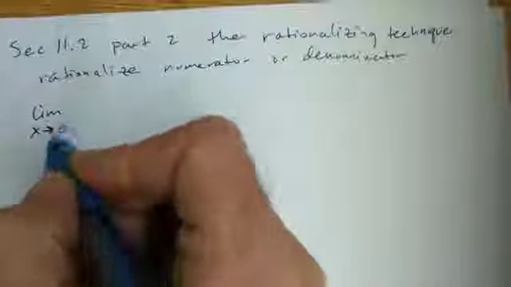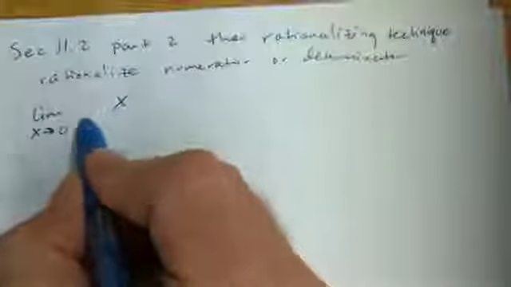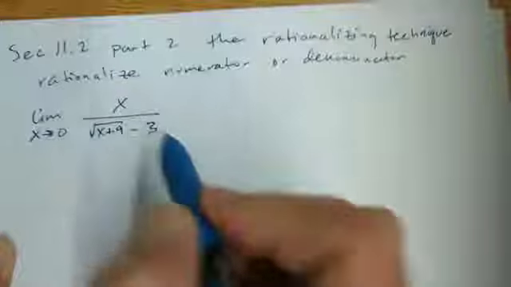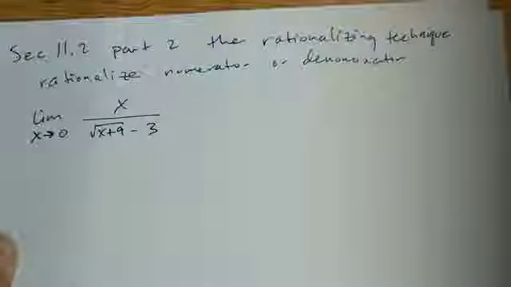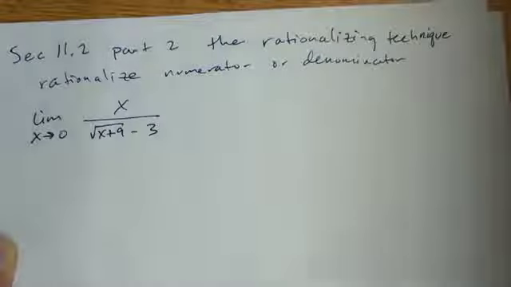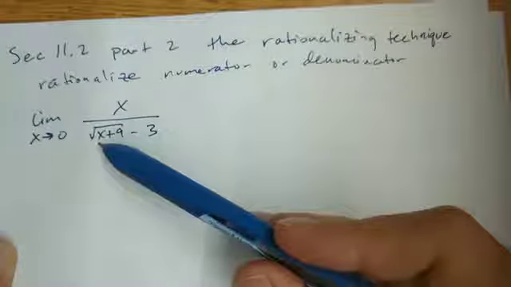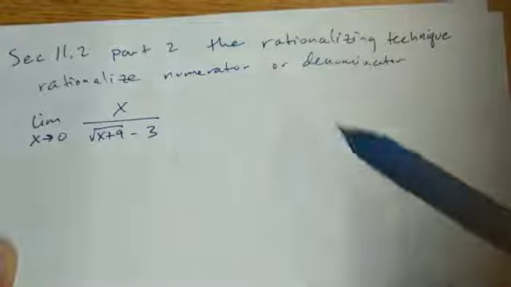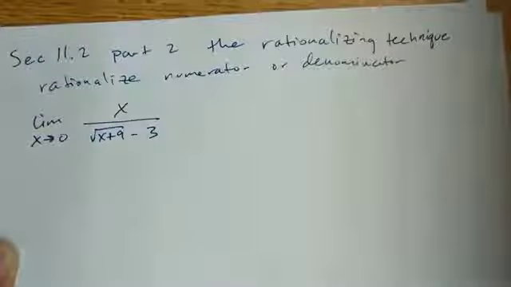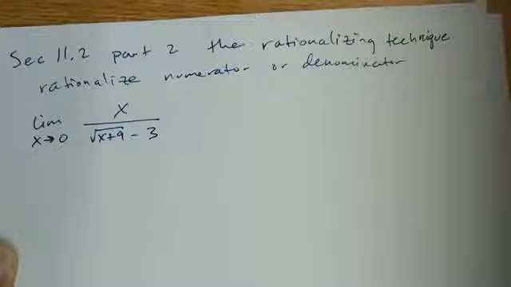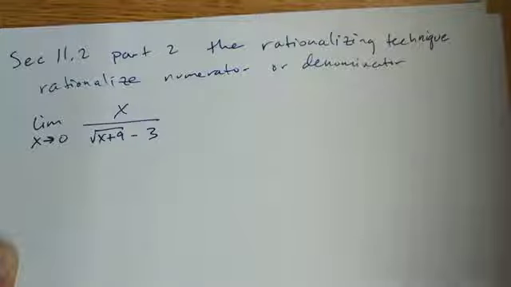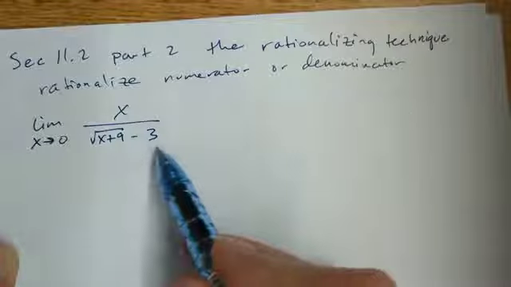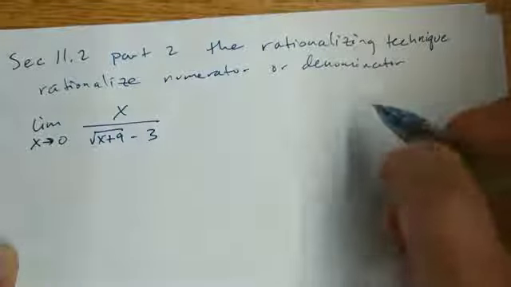The limit as x approaches 0 of x divided by the square root of x plus 9 minus 3. And we notice that direct substitution causes us to get 0 divided by 0 plus the square root of 9. So that's the square root of 9, which is 3 minus 3. So direct substitution would get us 0 divided by 0. In this case, what we'll do is we're going to simplify our rational expression by multiplying the numerator and denominator by the conjugate of our denominator.